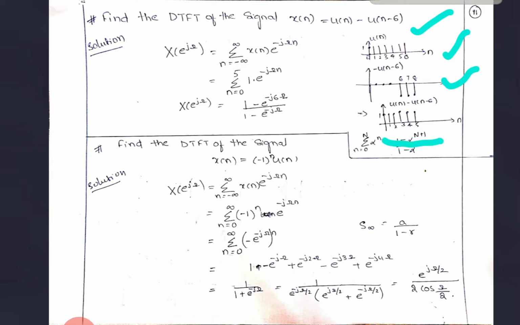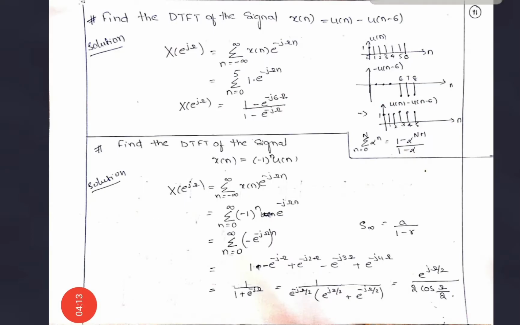It is 1. Now X of e raised to j omega, we know the formula. This signal exists from 0 to 5. Therefore n will change from minus infinity to plus infinity, to 0 to 5. And in this, what is the value? It is 1. Therefore 1 times e raised to minus j omega n.